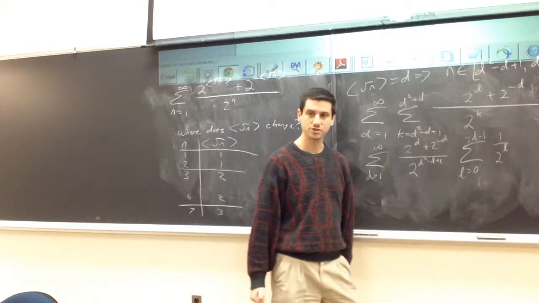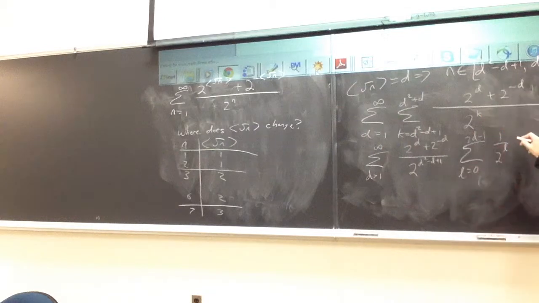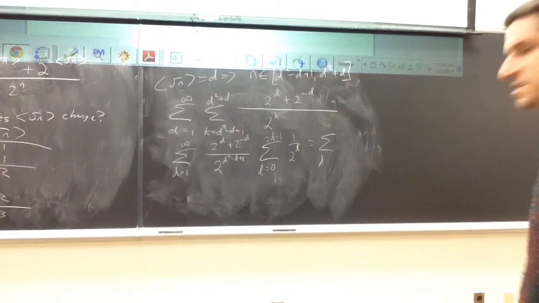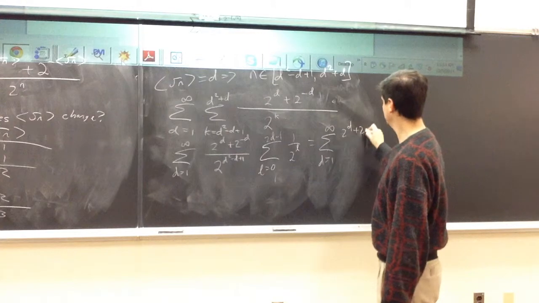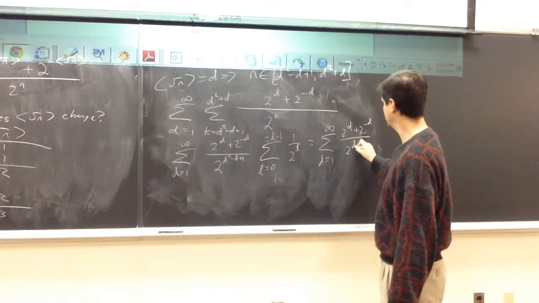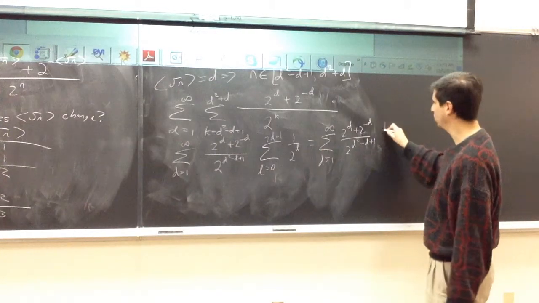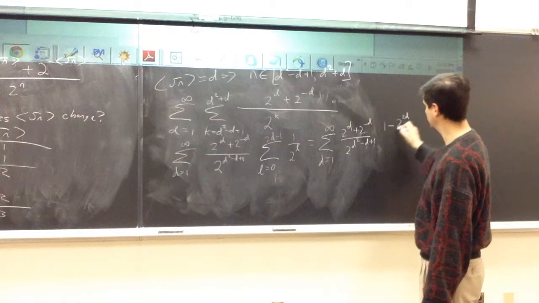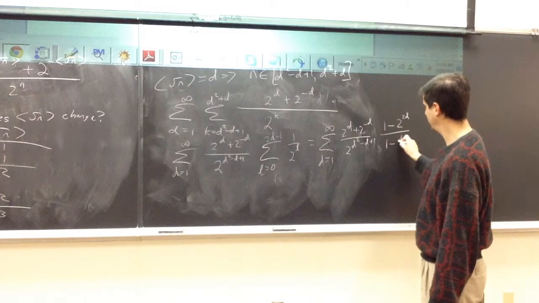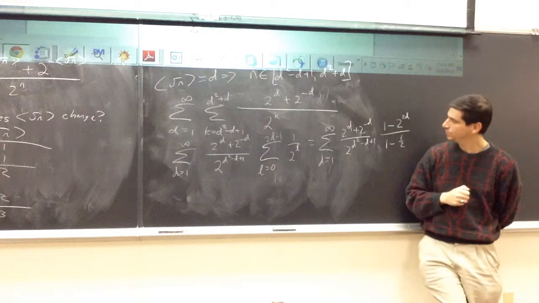We can evaluate this using the finite geometric series formula. And so when we do that, we get a sum, d goes from 1 to infinity, 2 to the d plus 2 to the negative d over 2 to the d squared minus d plus 1. And now we have the finite geometric series, so it becomes 1 minus 2 to the 2d minus 1 plus 1 over 1 minus 1/2. And so now we have a sum over d.